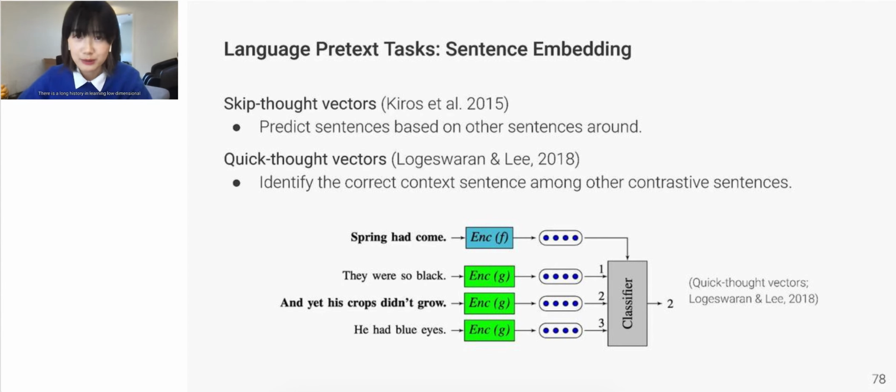There is a long history in learning low-dimensional representations of text. Here we have skip-thought vectors, which learn to predict sentences based on other sentences around them. The idea is very similar to skip-gram models for learning word embeddings, but it is just applied on sentences instead. Quick-thought vectors use a contrastive learning setup and aim to identify the correct context sentence among other contrastive candidates. The positive and negative samples are also constructed based on the context, like the order of sentences.